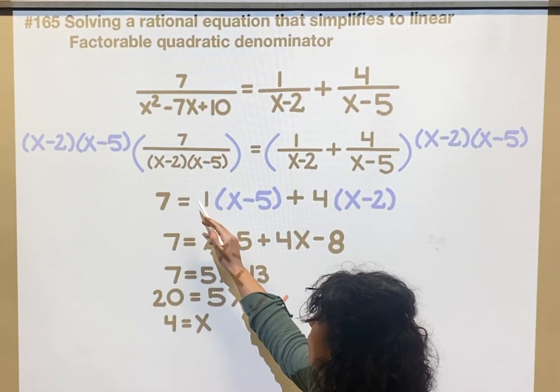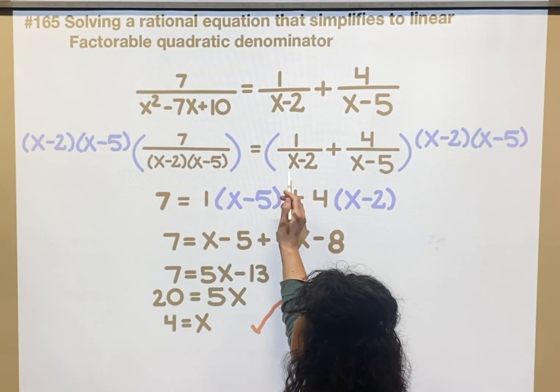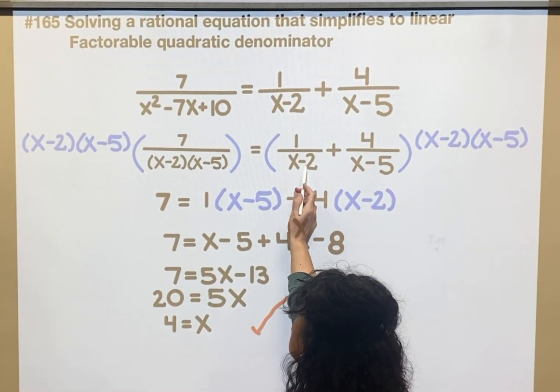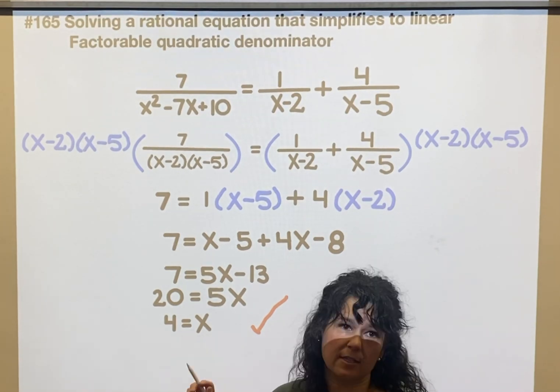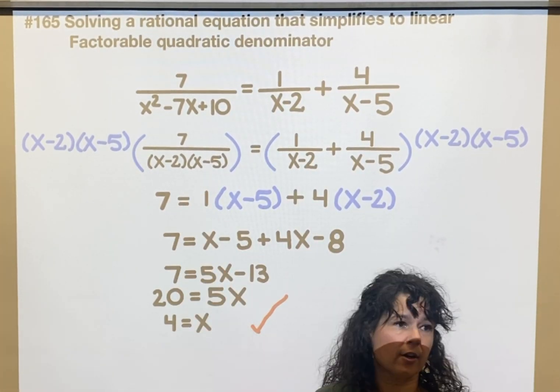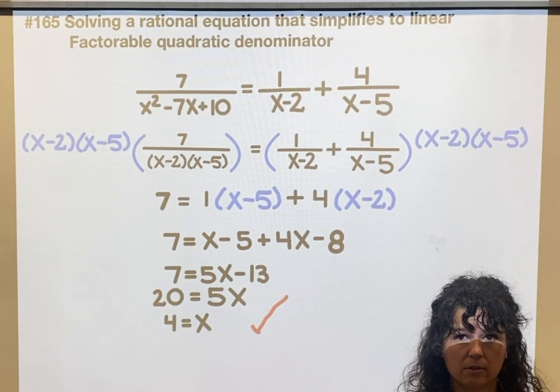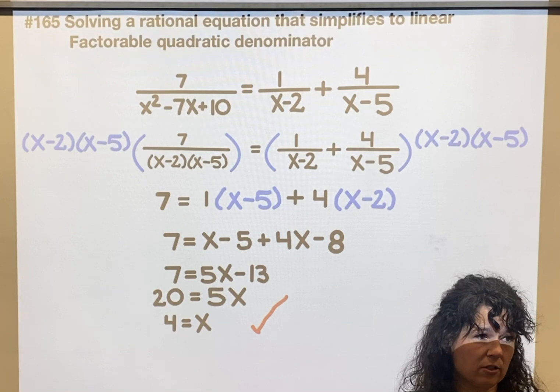And if you put 4, you can put it in here, or you can put it in here. But 4 minus 2 is 2, 4 minus 5 is negative 1. Putting 4 in here, in each of those cases, we're not dividing by 0. So it is our final answer.